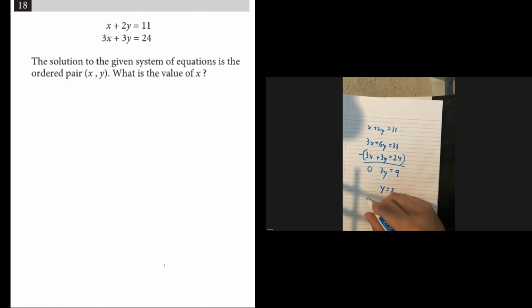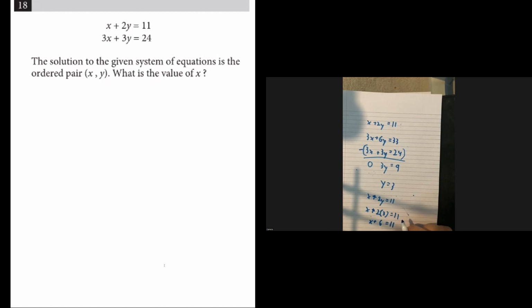So we just plug in. x plus 2y equals 11. x plus 2 times 3 equals 11. x plus 6 equals 11. We'd subtract 6 from both sides, which would give us x equals 5. So the answer to that would be 5.